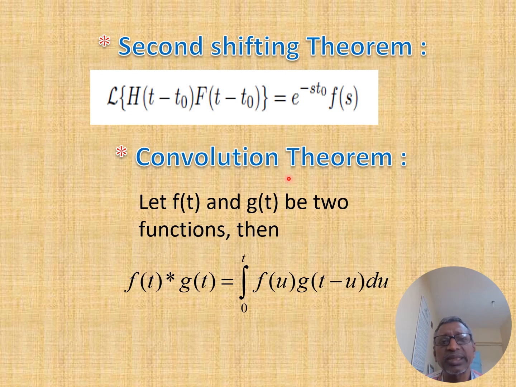Next, the convolution theorem. We can say that if f(t) and g(t) are two functions, then the convolution of f(t) and g(t) is given by the integral from 0 to t of f(u) g(t minus u) du. This is the convolution. For some problems, it is very essential for us to find the convolution and then come back to the original results.